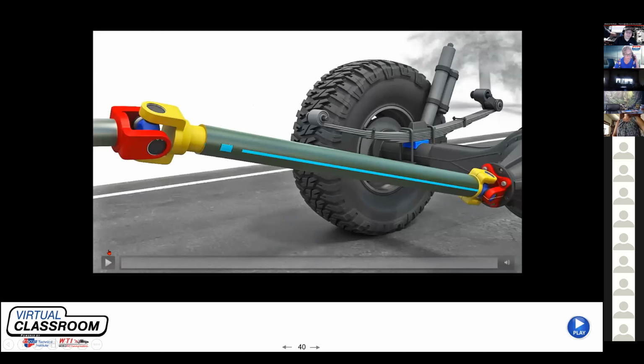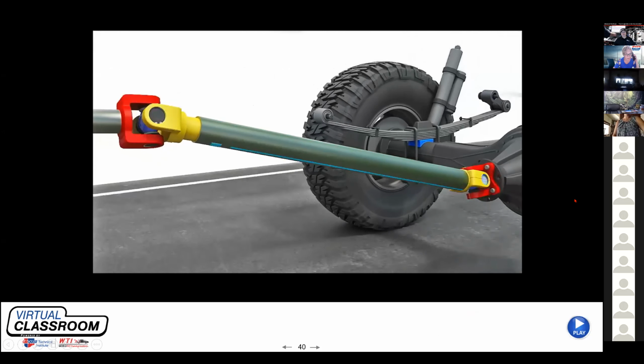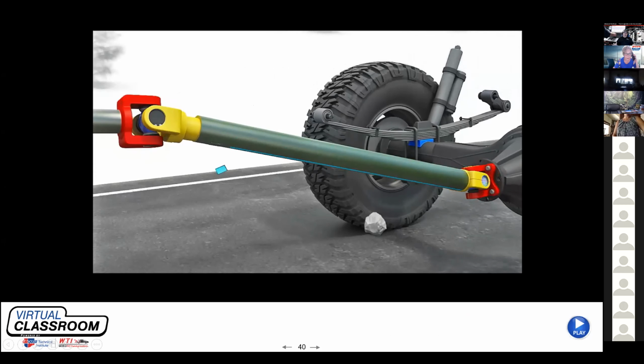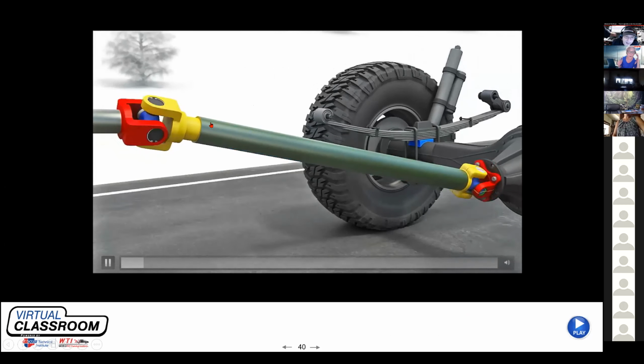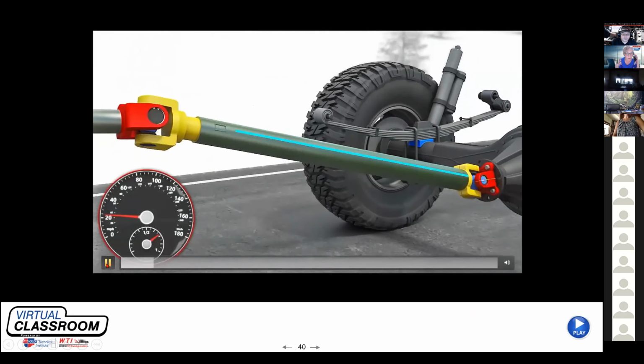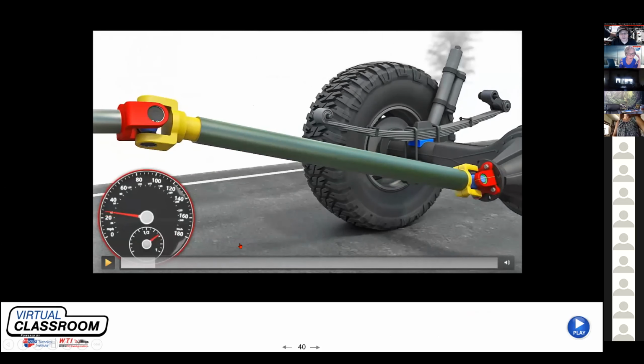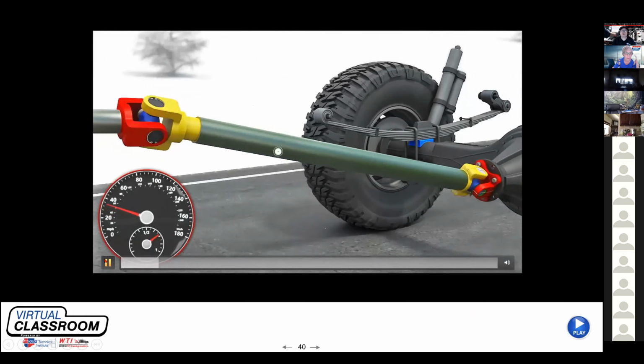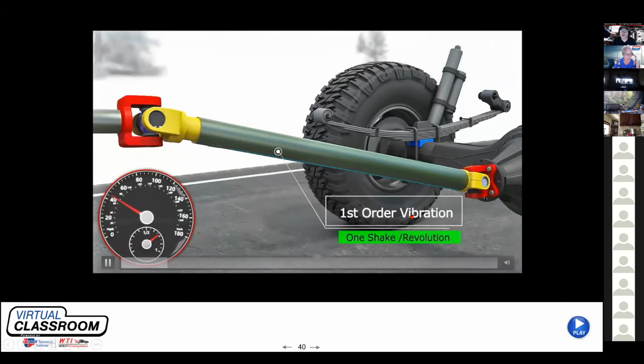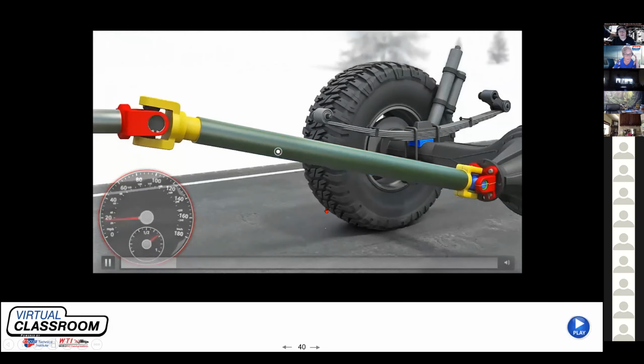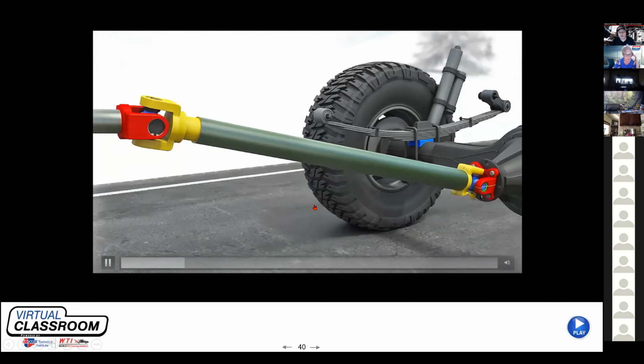So let's try another little video and see if I can make heads or tails out of this for you. There's a drive line, and wow, check that out. A rock just jumped up and knocked the weight off it. Now, if a rock jumped up and knocked the weight off that drive line, you would have to agree with me that that drive line is now out of balance. And if it's out of balance, it will produce a first order vibration.